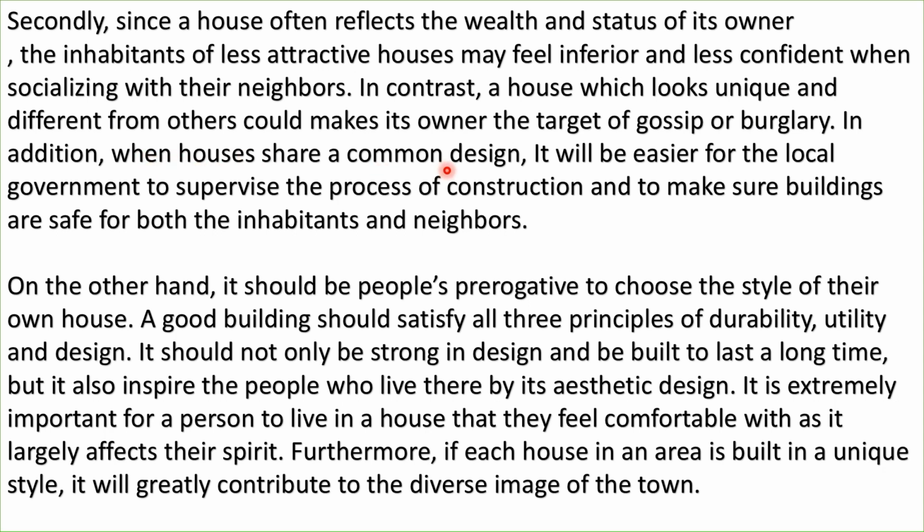When houses share a common design, it will be easier for the local government to supervise the process of construction and to make sure buildings are safe for both the inhabitants and neighbors. And then we're going to study in the other paragraph view two. So this is view two now. We're going to study view two. So what is view two?